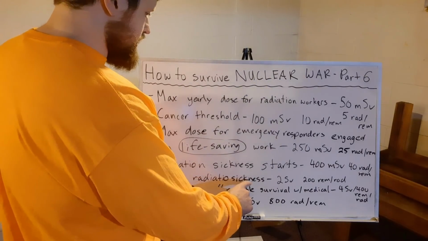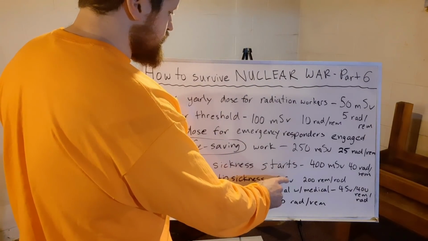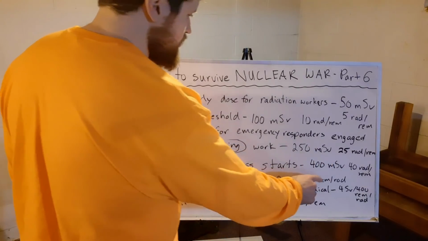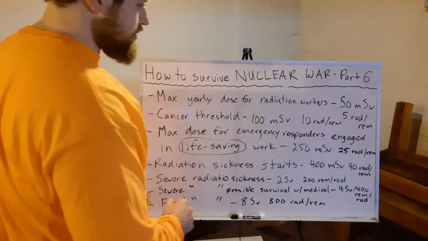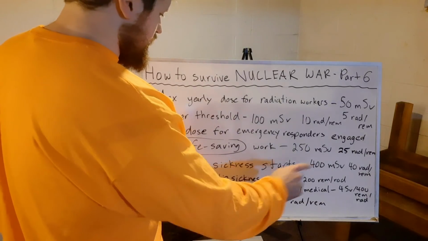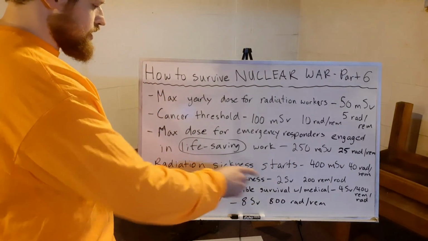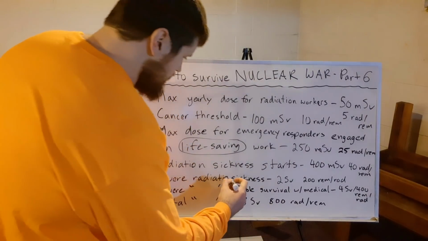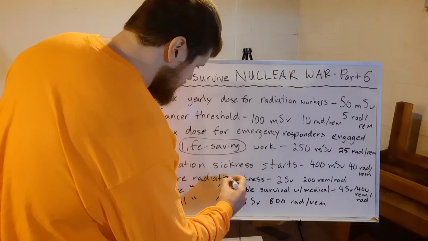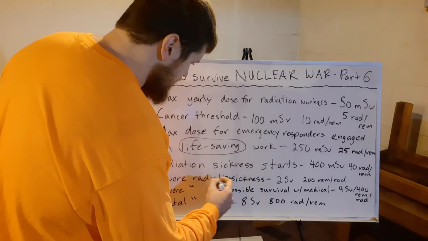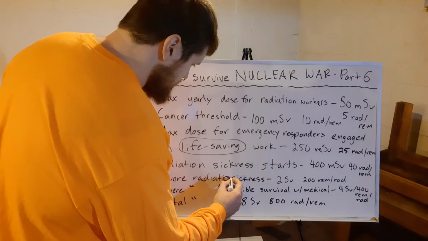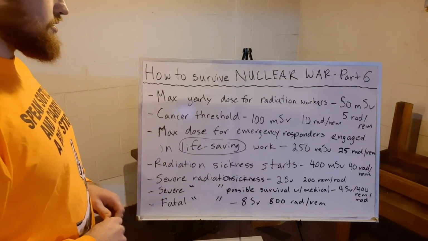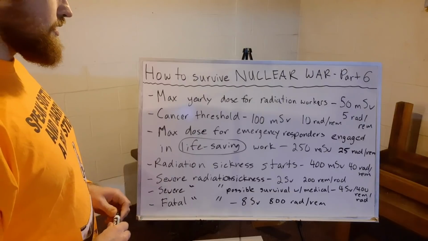Severe radiation sickness begins at 2 sieverts, which is 2,000 millisieverts, or 200 rem, or 200 rads. So that's where severe radiation sickness begins. This is a really bad area. You really don't want to get severe radiation sickness. Looks like I forgot an N over here. I forgot to put the N, so it's radiation. You don't want to get severe radiation sickness. It's really not a fun thing.